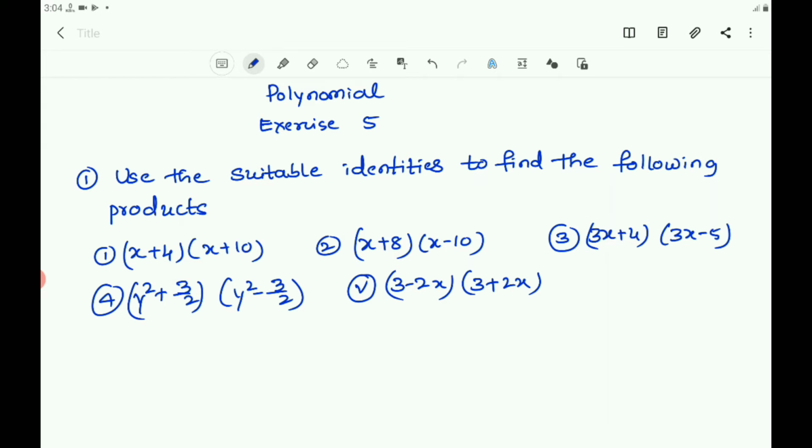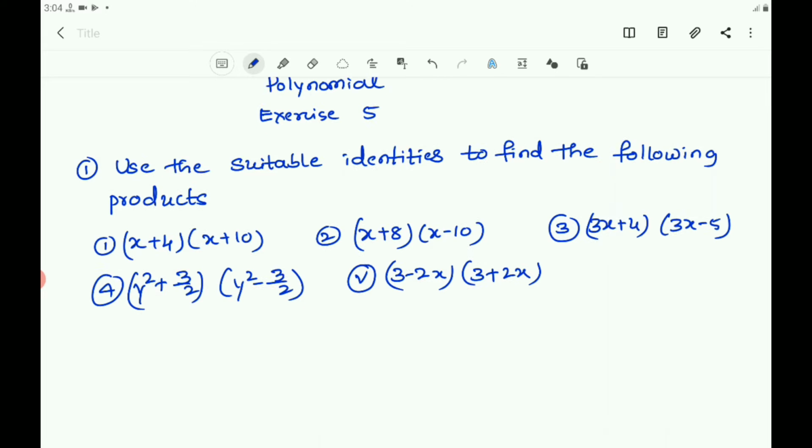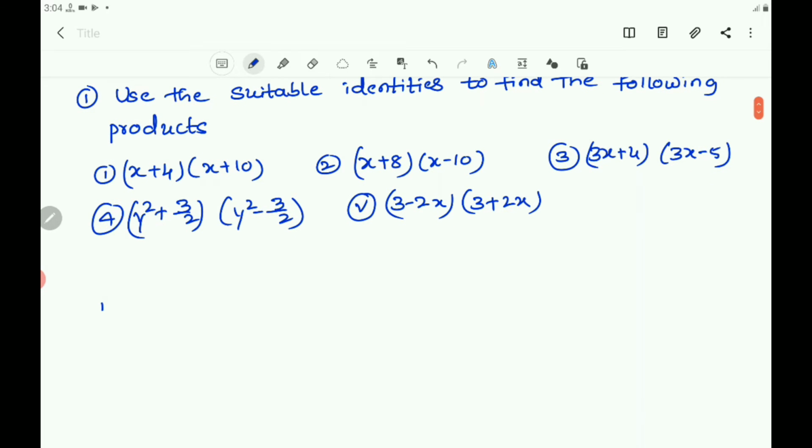First term and second terms are same, but one factor is with the plus sign and the other factor is minus. So that is the product of sum and difference. Now let us take one by one. The first one is x plus 4 into x plus 10.